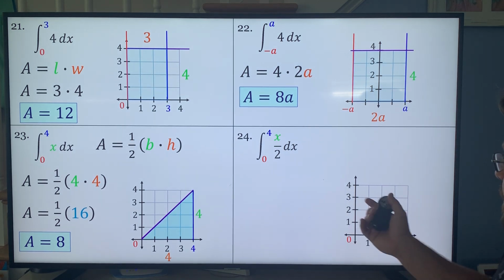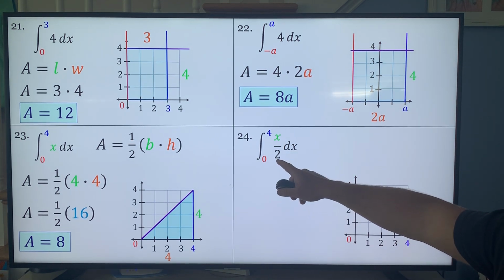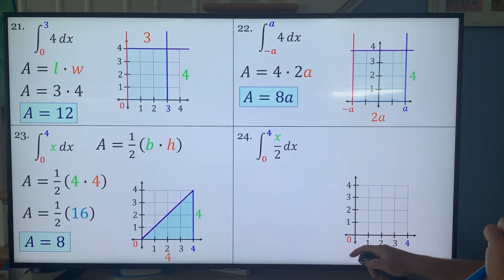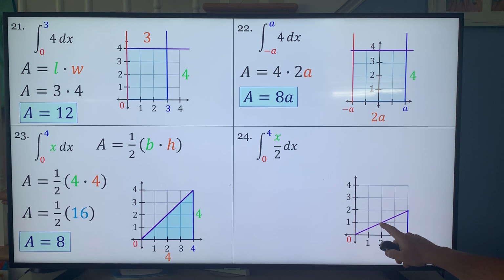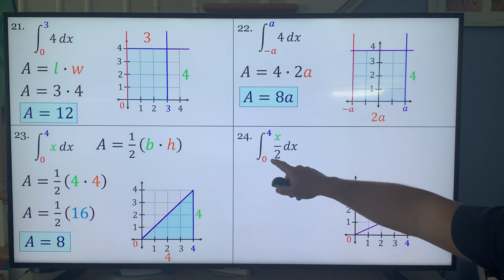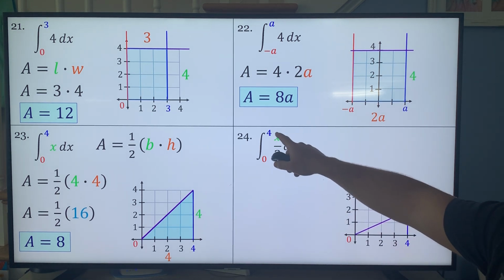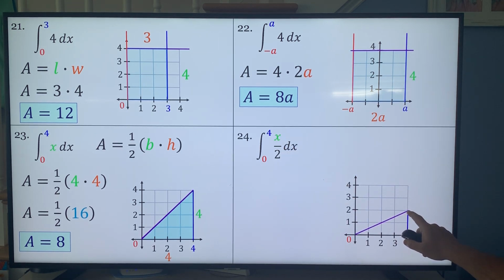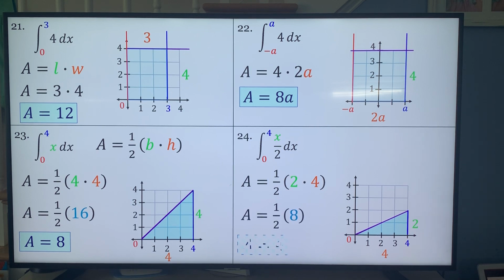All right, and then finally, x over 2 is the same as 1/2 x. So once again, origin is 0, 1/2 means up 1 over 2, up 1 over 2, up 1 over 2, up 1 over 2, right? Or you could just say if I type 0 in here, I start at 0. If I type 4, 4 divided by 2, I end up at 2. Once again, it's a triangle, half of base times height. You got 4 and 2. Half of 4 times 2 is half of 8, which is 4. All right?